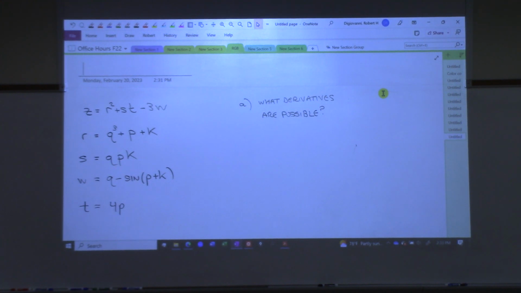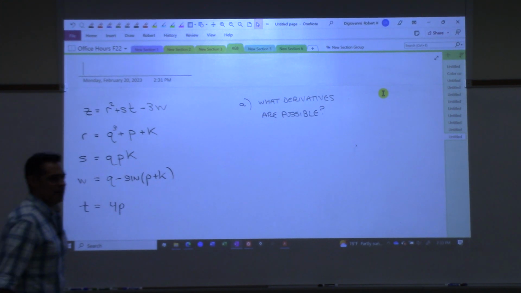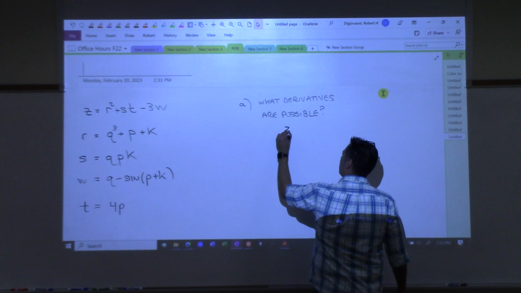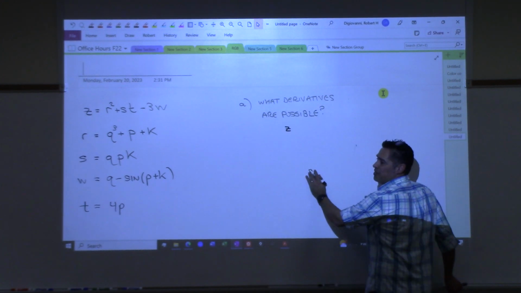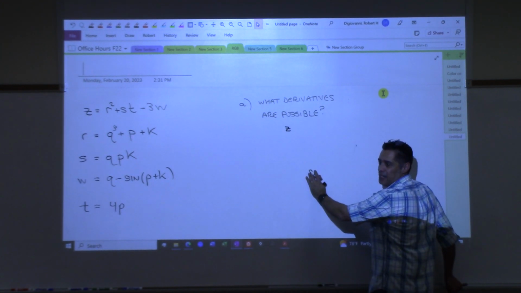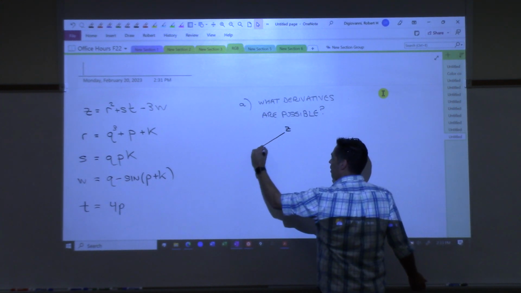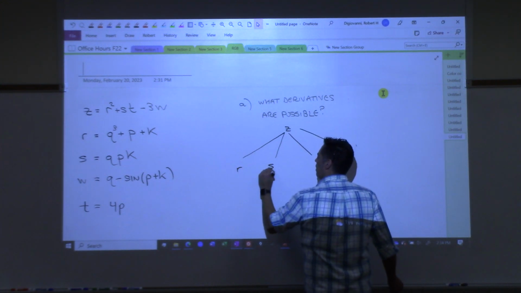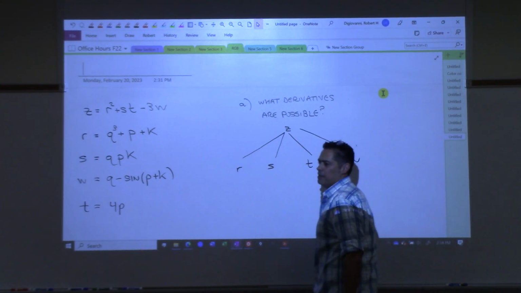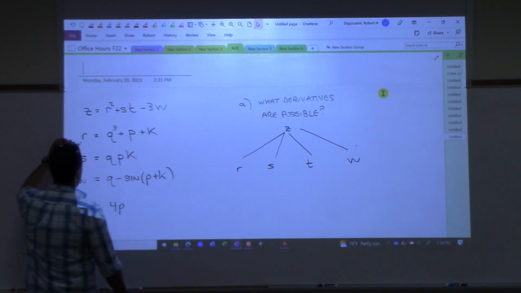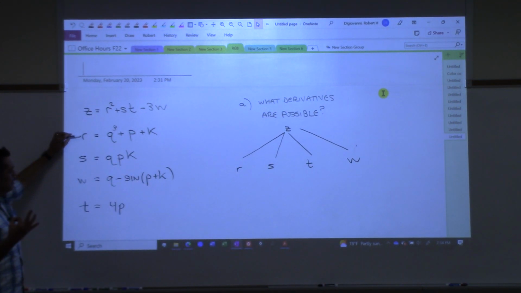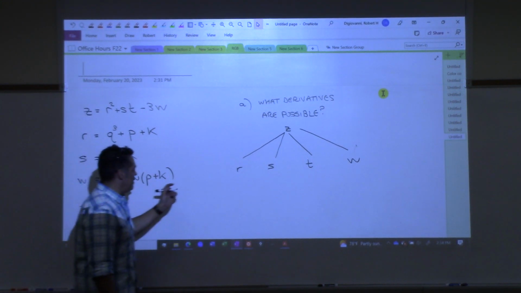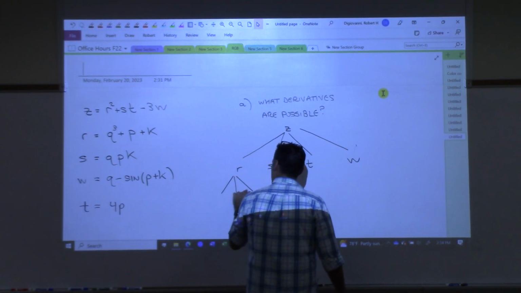All right, have you all tried drawing a tree? What's at the top of the tree? Z. Okay, what variables does Z depend on? R, S, T, and W, right? So we're going to have 4 branches: R, S, T, W. Now, what does R depend on? Q, P, K, right? So 3 branches off of that. Q, P, K, Q, P, K.